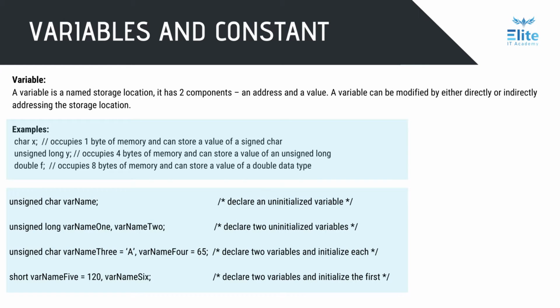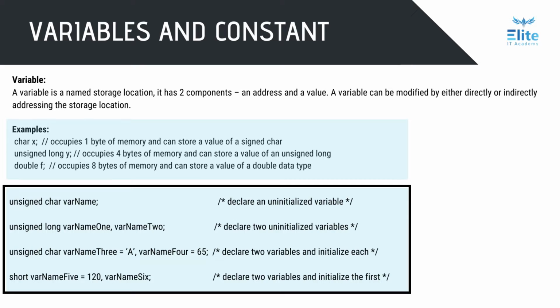The second set of examples shows different ways of how variables can be declared in C. You can declare a single variable or a list of variables separated by commas in one statement. You can also initialize these variables by assigning them a value. A single declarative statement can declare multiple variables and initialize all or some of them using individual assignment statements.